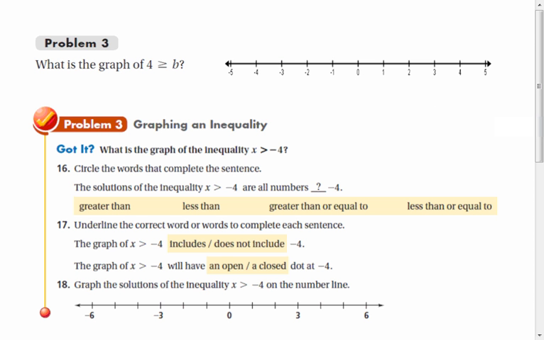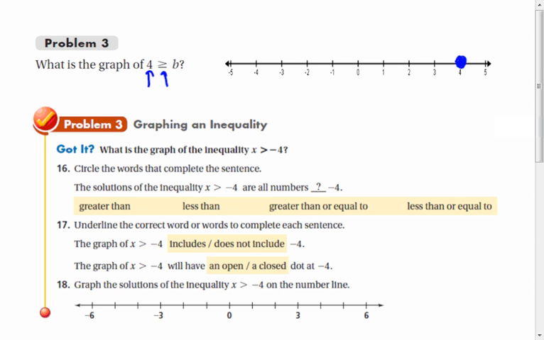It says, what is the graph of 4 is greater than or equal to b? So the first thing you want to do is find 4 on the number line. And then if you see a line underneath it like we do here, that means 4 is included in the solution. So we want to use a closed dot on 4. So I'm going to put that right here, fill it in.